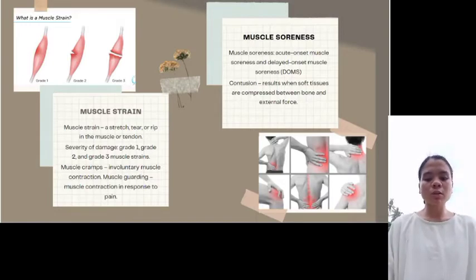Contusion results when soft tissues are compressed between bone and an external force. So a contusion results when tissues are compressed between our bone and an external force, if we apply an external force.